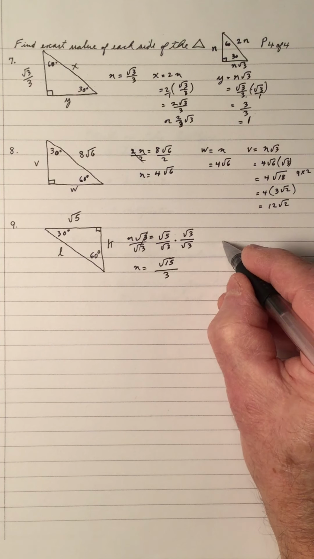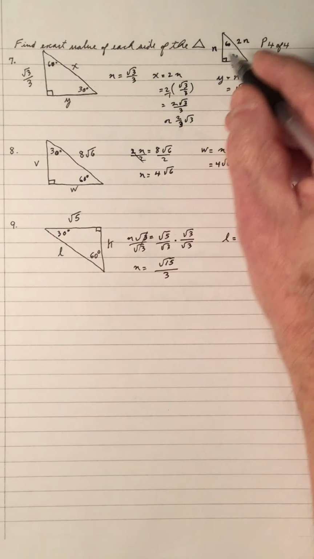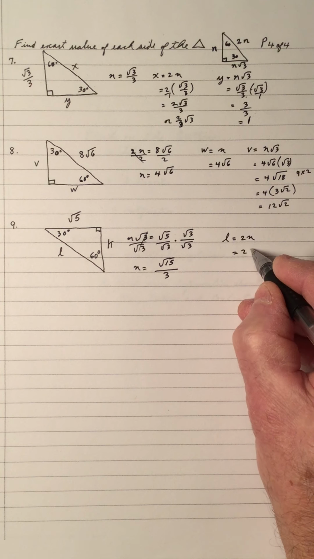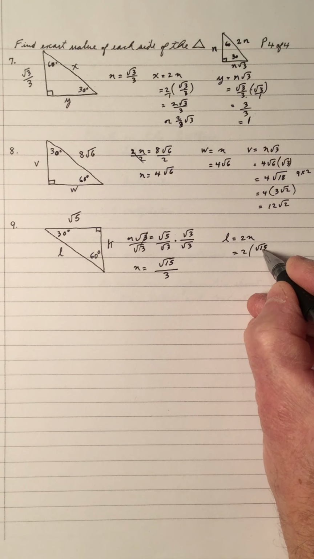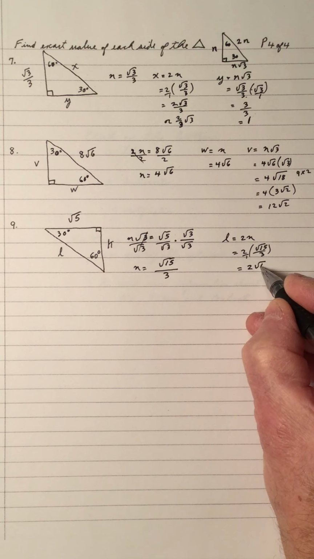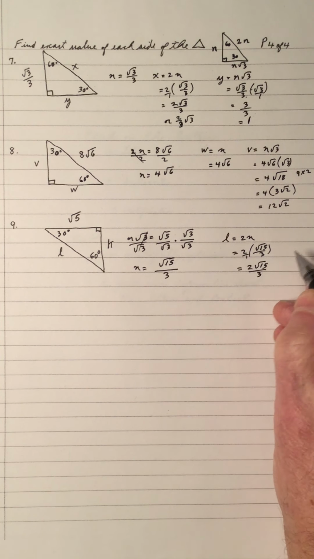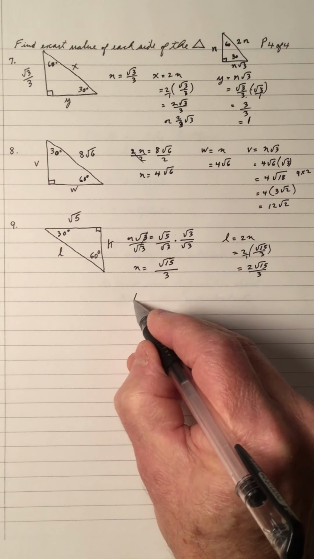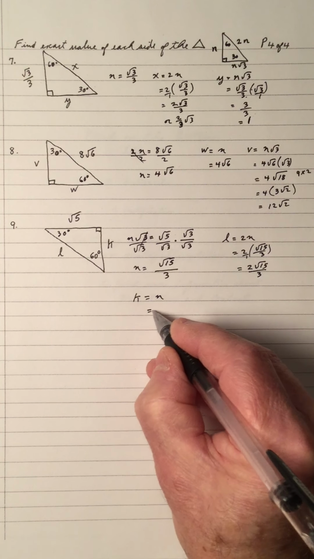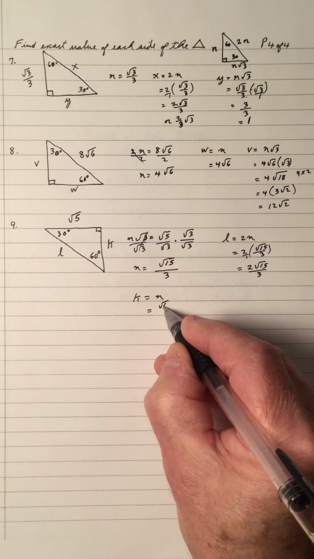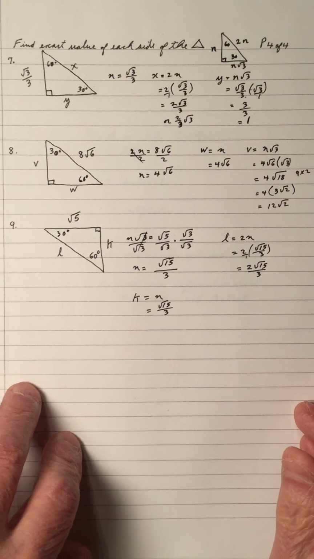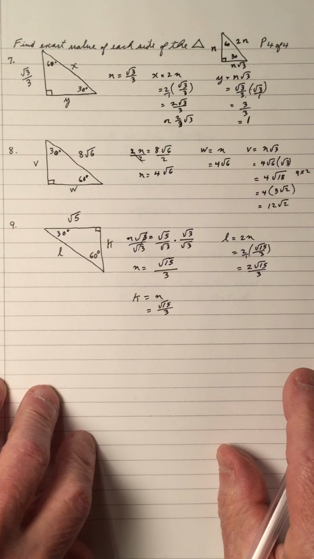Now that means we have L. L is opposite to 90. Opposite to 90 is 2n. So n is root 15 over 3. So we're multiplying by 2, so that's 2 root 15 over 3. And what is K? K is opposite to 30. K is the n. So K is root 15 over 3. And that's a total review of finding the length of the sides.